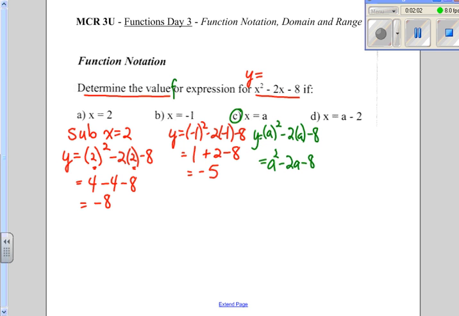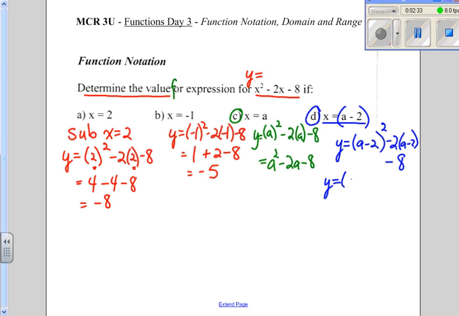Same idea when x equals a minus 2, but I make brackets, my friends. If x is equal to a minus 2, I am going to put a minus 2 wherever I have an x value. So I'm going to evaluate x squared minus 2 times x subtract 8. I put a minus 2 wherever I originally had an x. This one just means I have a bit of tidy up to do.